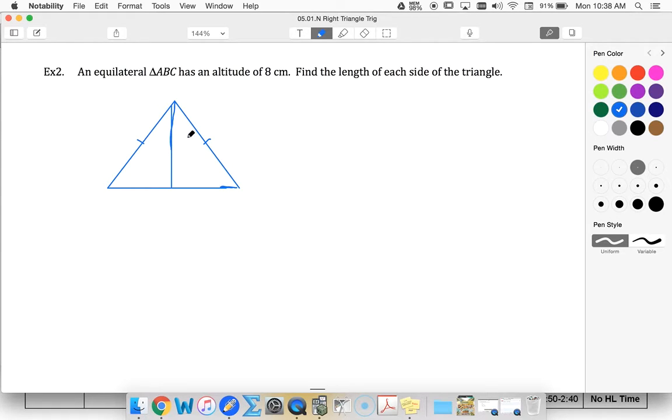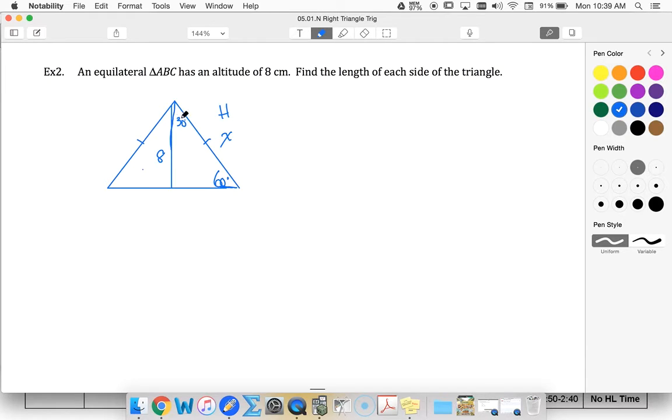There we go. All right, so now I know that these angles would have all been 60. So this angle up here must be 30. My altitude is 8. And what I want to know is this side. So I know my angles, and I know one side and one x value. So my hypotenuse is x.